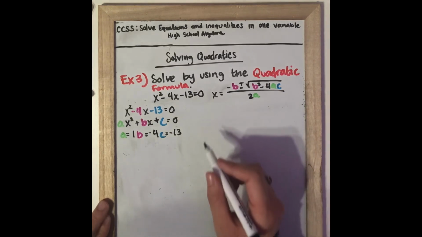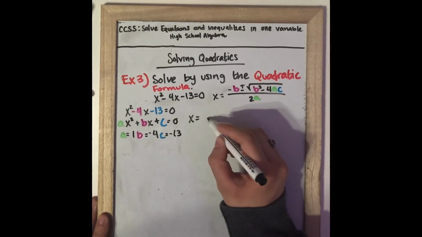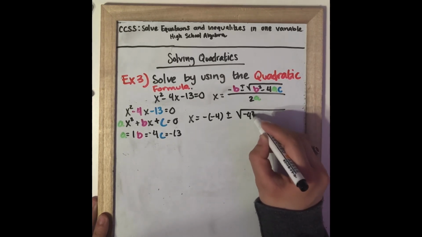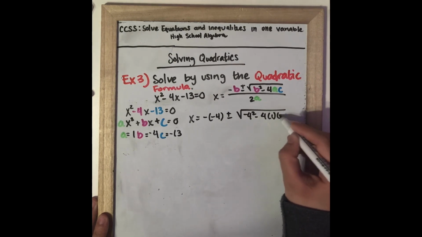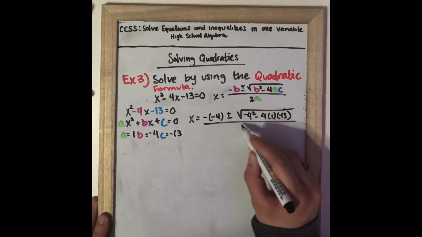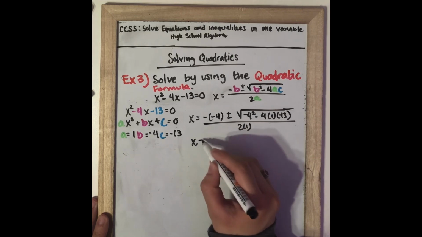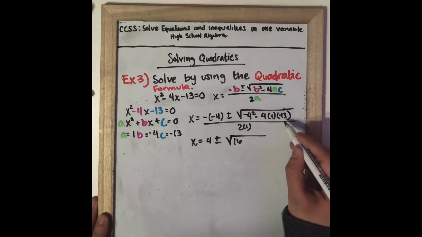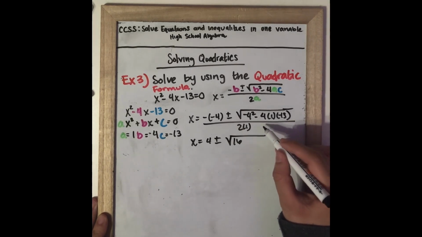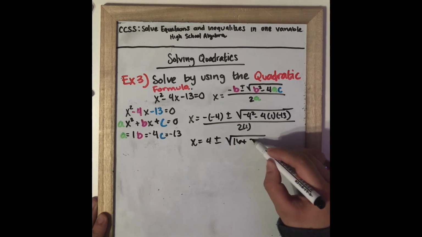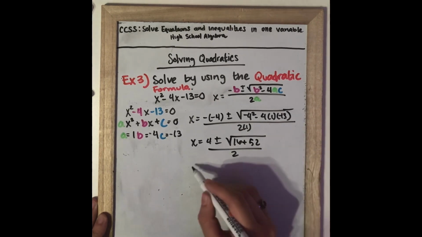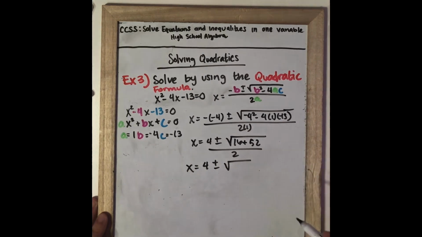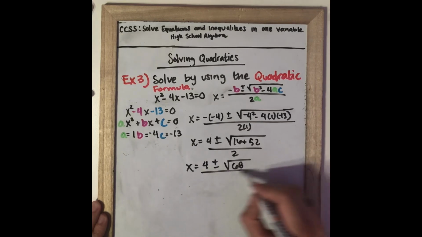Now let's plug those into our quadratic formula. So we get x is equal to -(-4) plus or minus the square root of -4 squared minus 4 times 1 times -13, over 2 times 1. So we get x is equal to 4 plus or minus the square root of 16, minus 4 times 1 times -13, which is +52, over 2. So we get x is equal to 4 plus or minus the square root of 68 over 2.